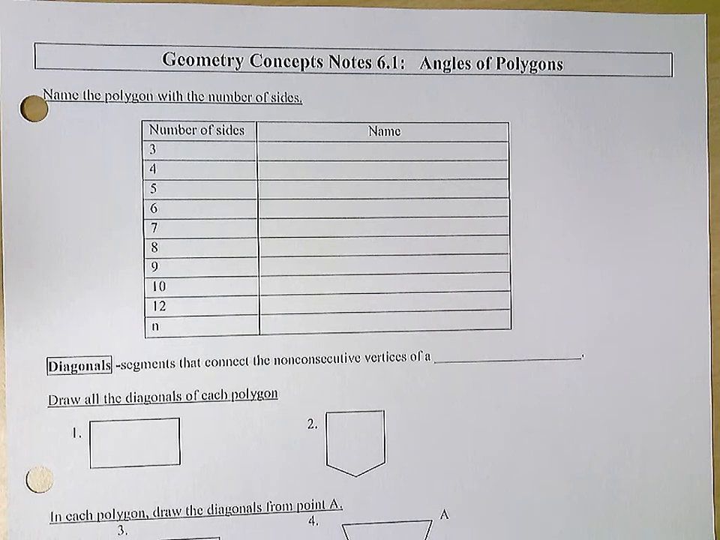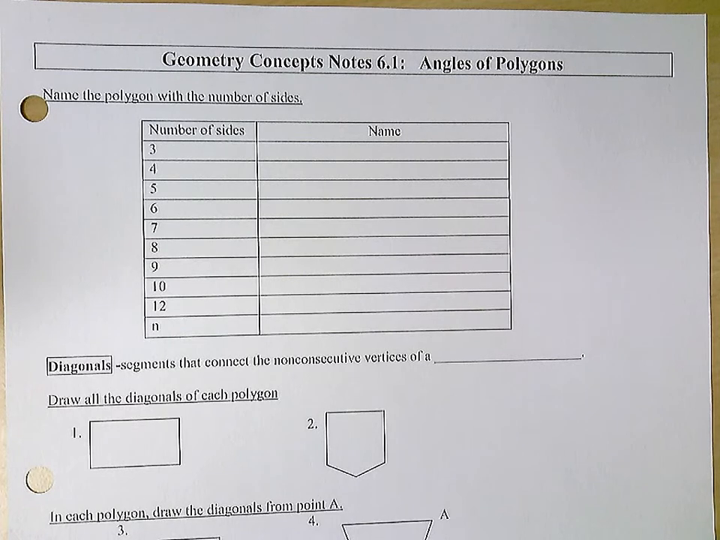We're going to be talking about polygons in Chapter 6. Today we're talking about the angles within polygons and the angles outside of polygons. So we're talking about the interior and exterior angles of a polygon.